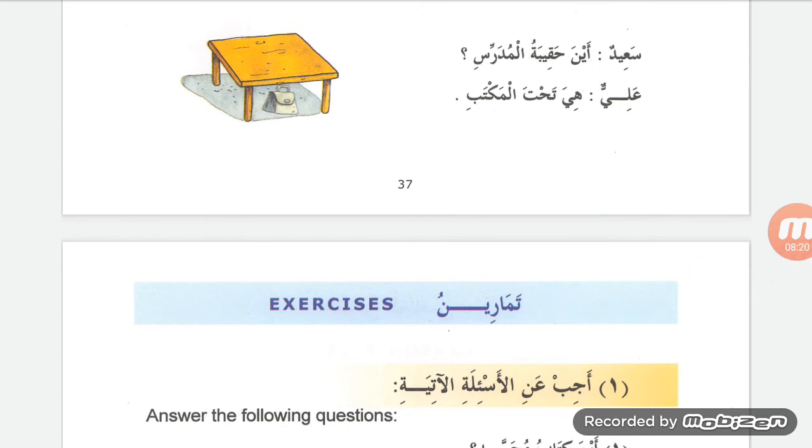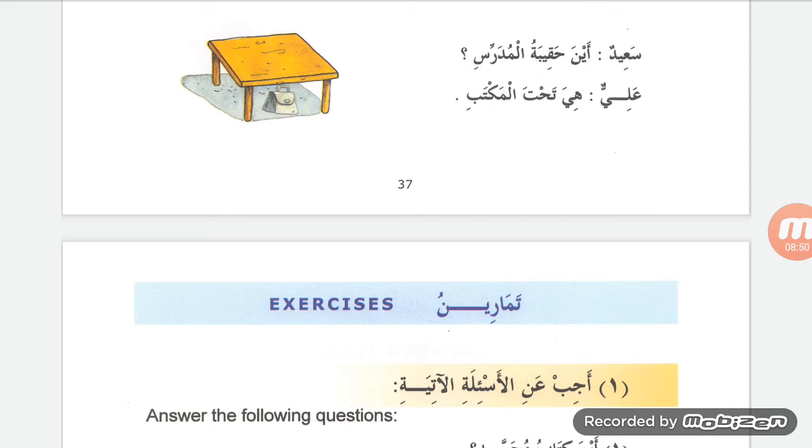Sa'id says, Aina haqibatul mudarrisi? Haqiba, bag. Where is the bag of the teacher? Ali says, Hiya tahtal maktabi. It is below the desk. Hiya tahtal maktabi. It is under the desk.